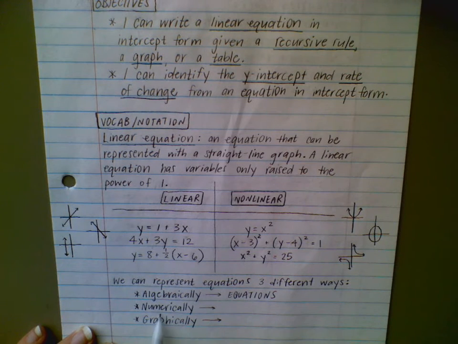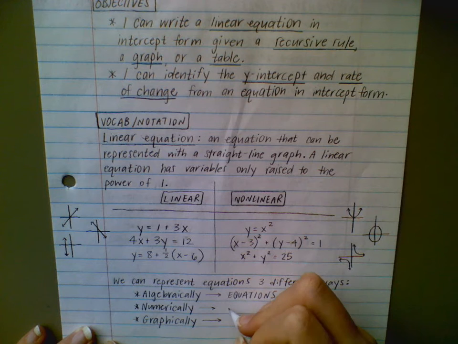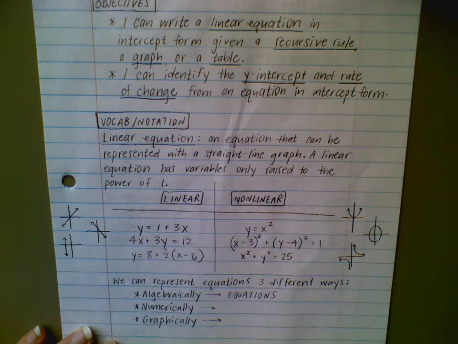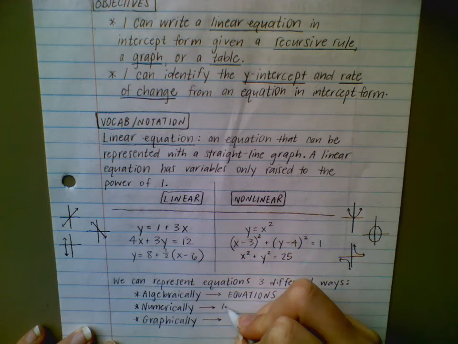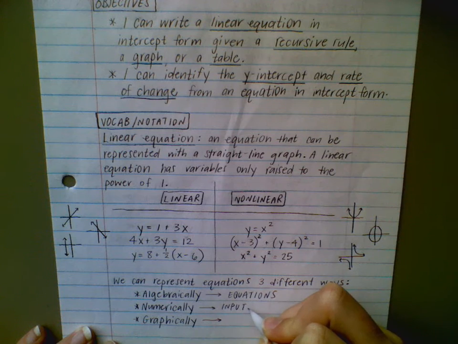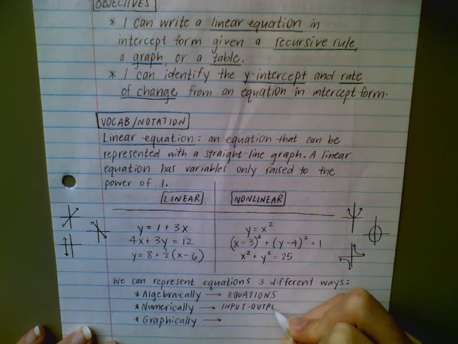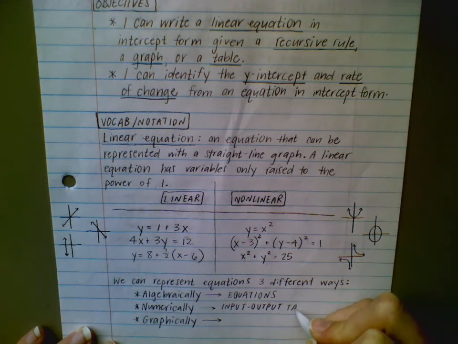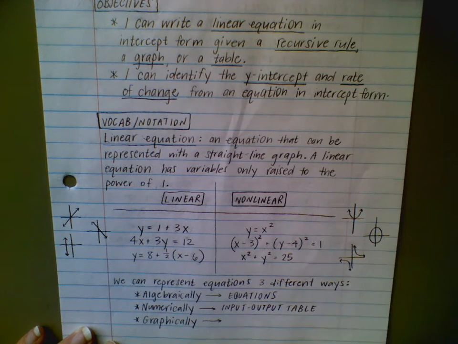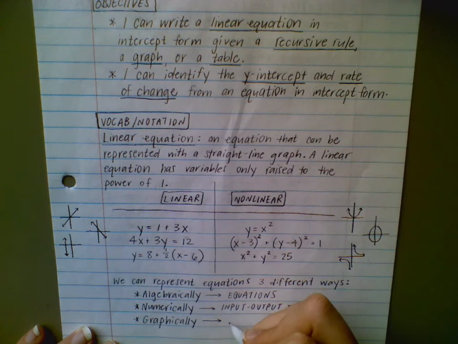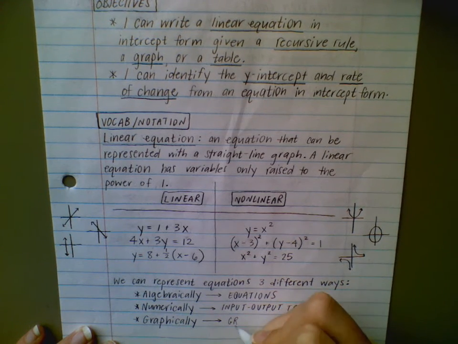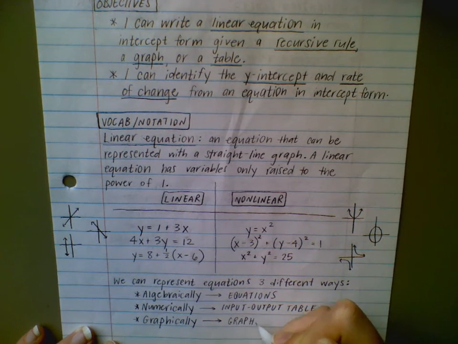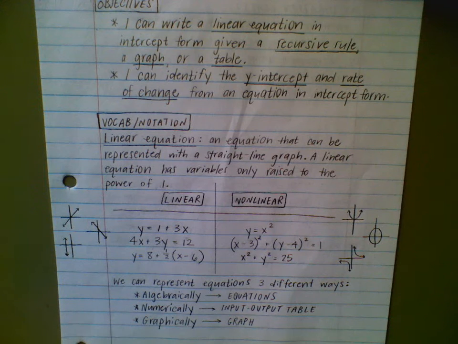To represent an equation numerically, we're going to use tables, and specifically what's called an input-output table. And then graphically, as you might guess, we use a graph. We use the coordinate plane and we plot points from the equation.